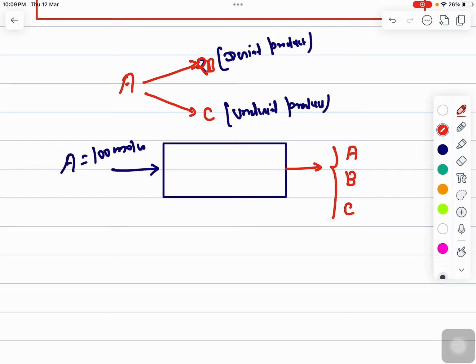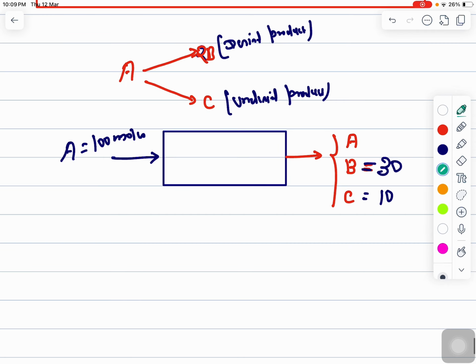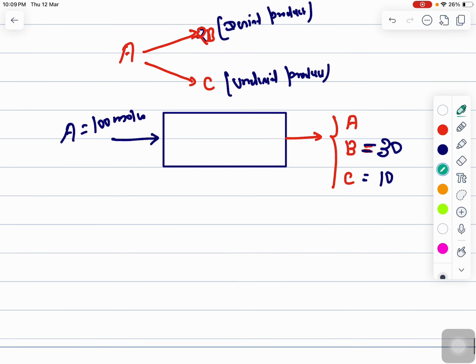Great. So if 100 moles of A is being supplied, let's say I am assuming here the number of moles of B at the reactor exit is 30, and the number of moles of C at the reactor exit is, let's say, 10, right? So first we have to understand that 1 mole of A is producing 2 moles of B and 1 mole of C. So how many moles of A got converted into B and C? We have to understand that thing.